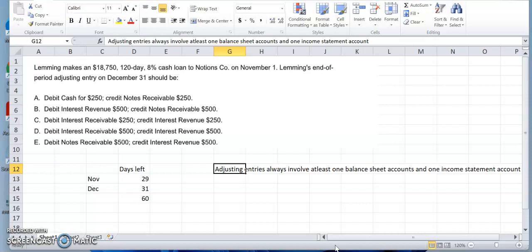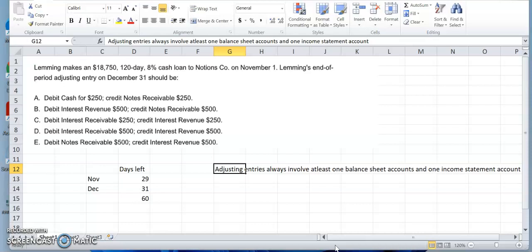So we can eliminate A, debit cash for $250, credit notes receivable for $250. They're both balance sheet accounts. Both of them are asset accounts. So we can get rid of that. Let's see, what else can we get rid of? Okay, that's the only one that we can get rid of.